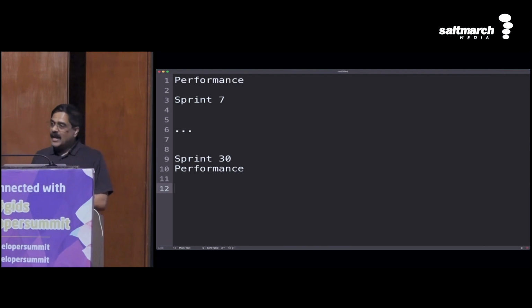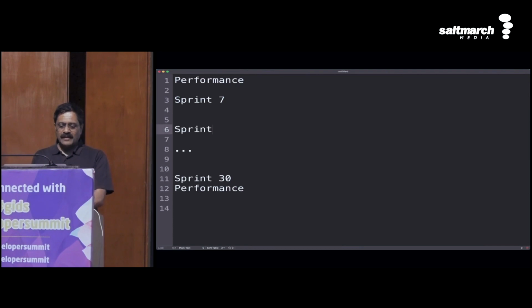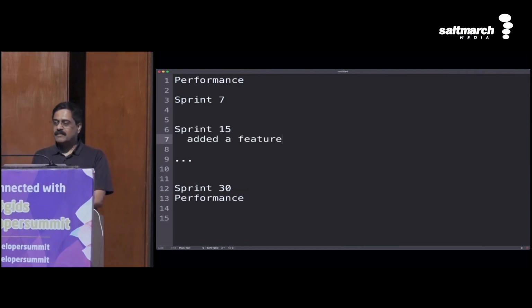And as they were digging into it, one of the persons said, wait, we improved the performance. Why in the world are we doing this again? And the next question is, who broke it? And that leads to the question, when did they break it? And what they found was right about sprint 15, somebody added a feature and touched the code.